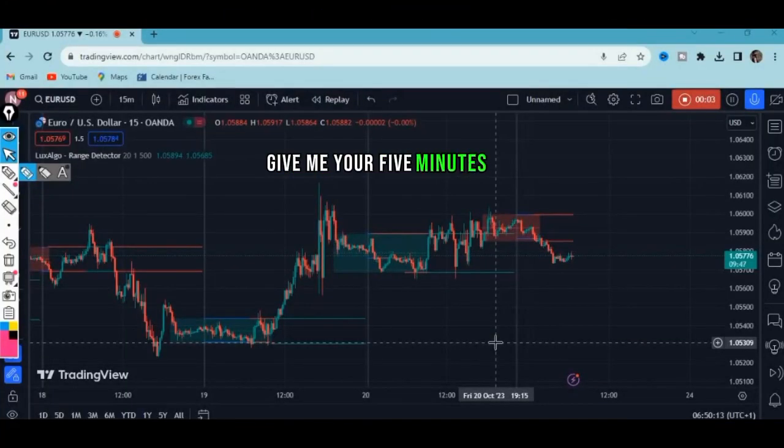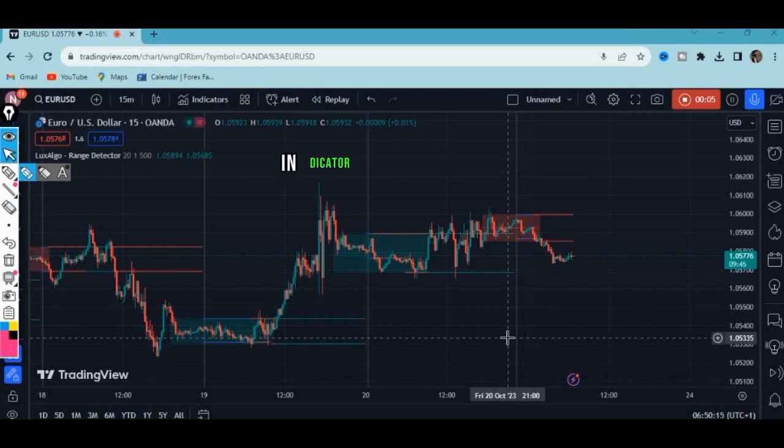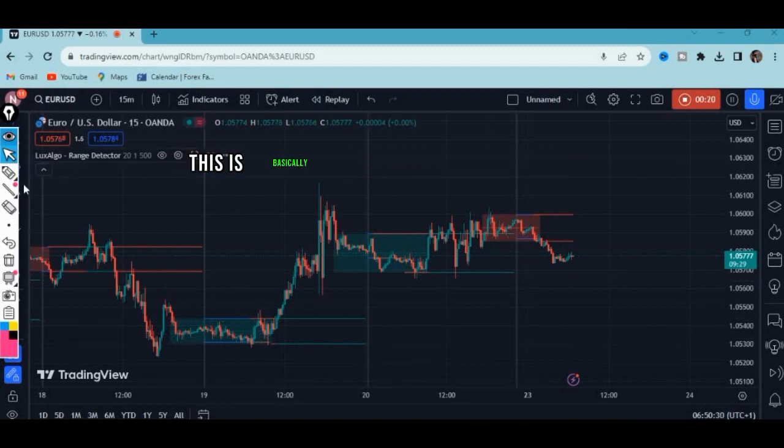Give me your 5 minutes and I will show you how to use this indicator by Luxalgo called the Range Detector. It's actually a very great indicator, and as you can see right on our chart, just as the name suggests, it detects a range. So how are you supposed to trade a range? This is basically what I want to talk about, these levels over here.